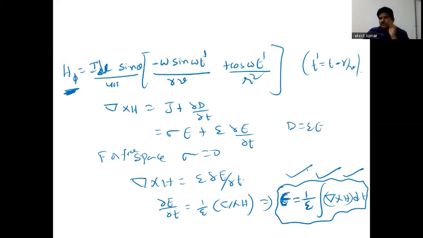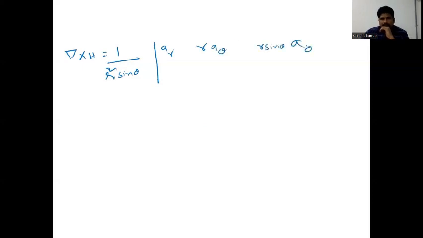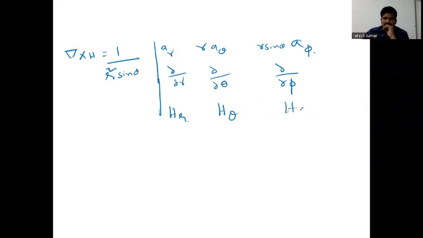Now let us see which components will be present in E. There is E R, E theta, E phi. Among these three components, which component is there? Before that, we first want to do del cross H. So what is the expression for del cross H? It is 1 by R square sine theta into the determinant of a R, R a theta, R sine theta a phi; ∂/∂R, ∂/∂theta, ∂/∂phi; H R, H theta, H phi.